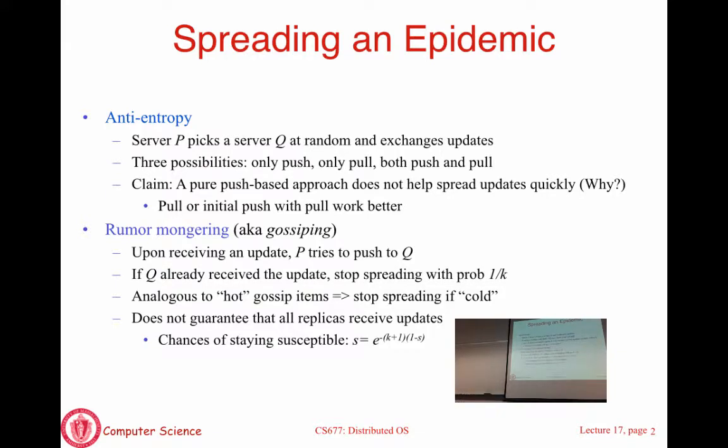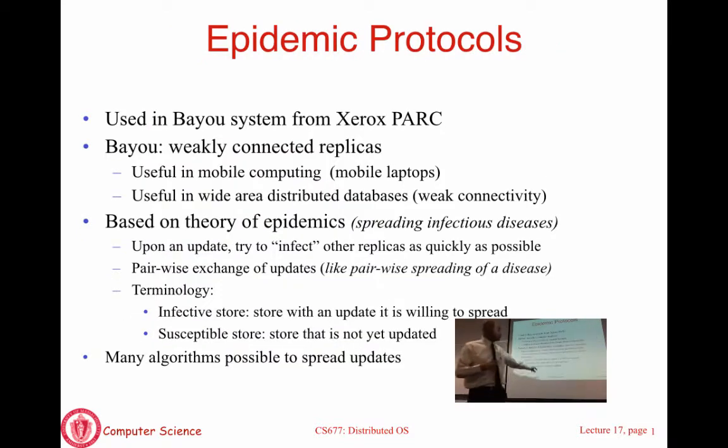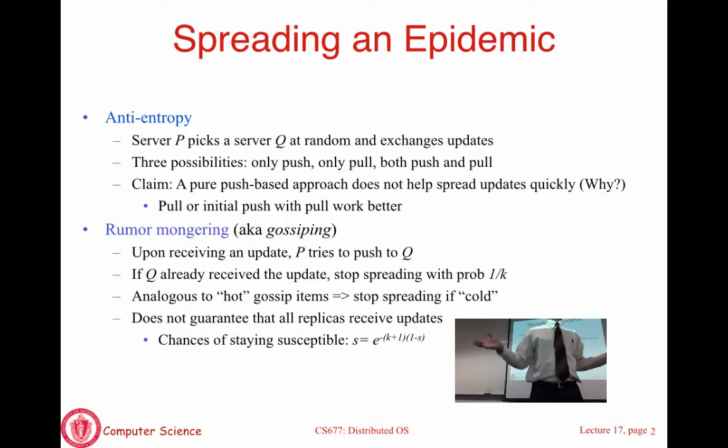Initially, a push-based approach is a good one. As soon as you see an update, you're the first replica to see it. No one else in the system has seen that update, so you can pick any other server at random and it won't have seen that update. So an update will spread very quickly, because the probability that you will find a susceptible store, which is a storage server that hasn't seen the update, is very high. Because only a few machines have seen the update, you can pick any server at random, and your update is going to spread quickly.